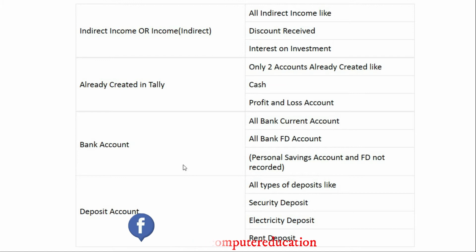Then we have bank account. All bank related ledger accounts will come under bank account, that is current account, bank current account, bank FD account, personal saving account and FD not recorded. Then we have deposit account. All types of deposits like security deposit, rent deposit, electricity deposit will come under deposit account.